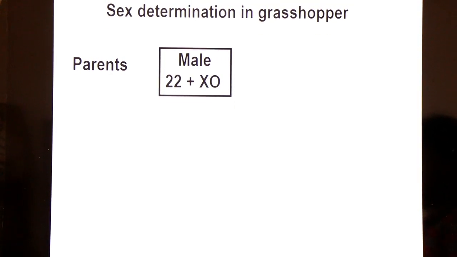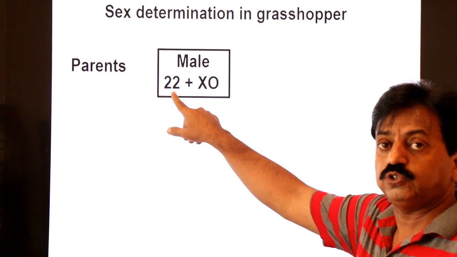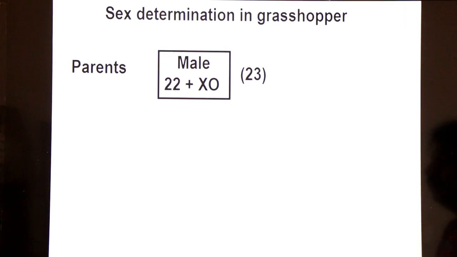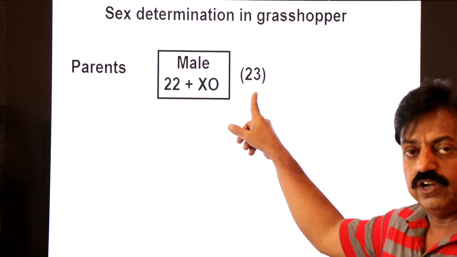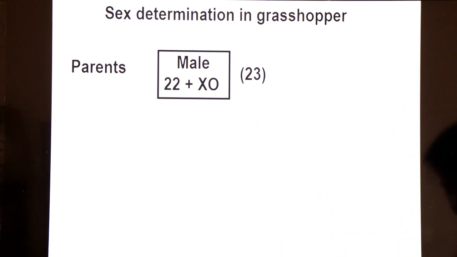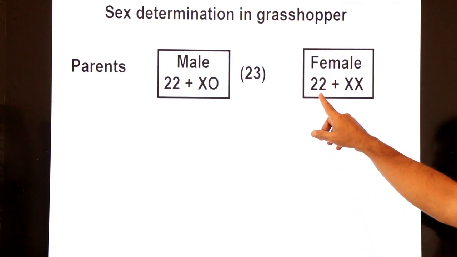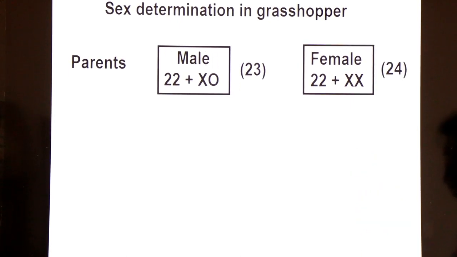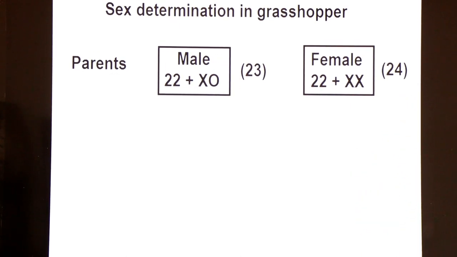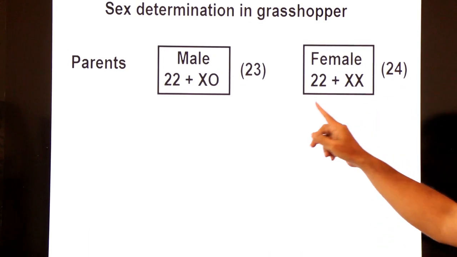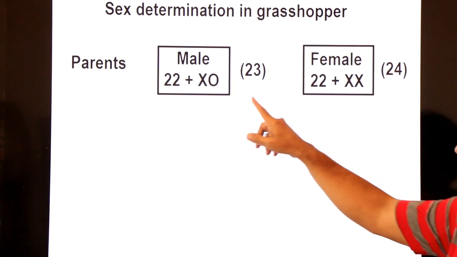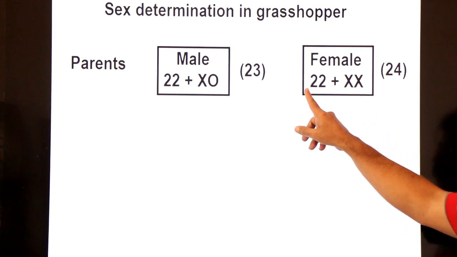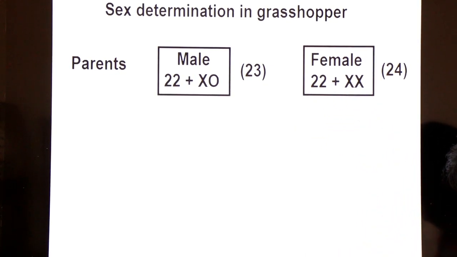Parents. Male grasshopper has 22 autosomes and only one X chromosome. So the chromosomal number of male grasshopper is 23. Female. The female has 22 autosomes and a pair of sex chromosomes, both X and X. So the chromosomal number of female grasshopper is 24. Male 23, female 24. In case of male, 22 are the autosomes and only one X chromosome. In case of female, 22 are the autosomes and there are two X chromosomes.